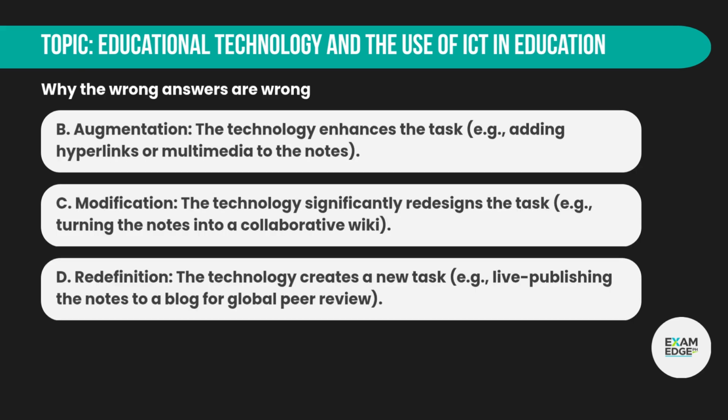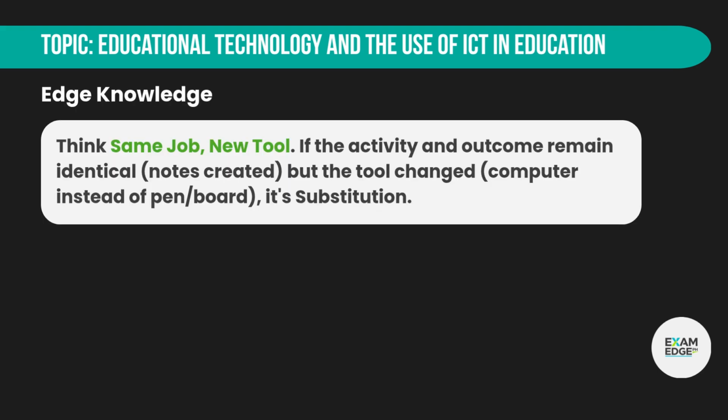Why the wrong answers are wrong? B. Augmentation. The technology enhances the task, e.g., adding hyperlinks or multimedia to the notes. C. Modification. The technology significantly redesigns the task, e.g., turning the notes into a collaborative wiki. D. Redefinition. The technology creates a new task, e.g., live publishing the notes to a blog for global peer review. Edge knowledge. Think same job, new tool. If the activity and outcome remain identical, notes created, but the tool changed, computer instead of pen and board, it's substitution.